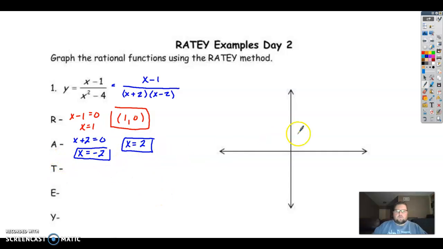All right, togetherness, remember we have to have a perfect square in the denominator, and although there is a squared, it's not a perfect square because we got two different factors, so there is no togetherness here.